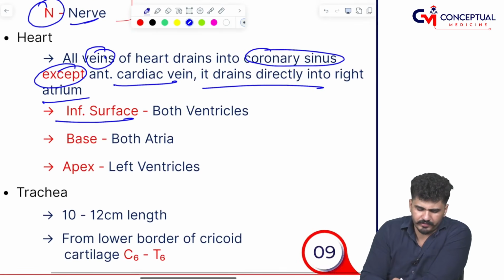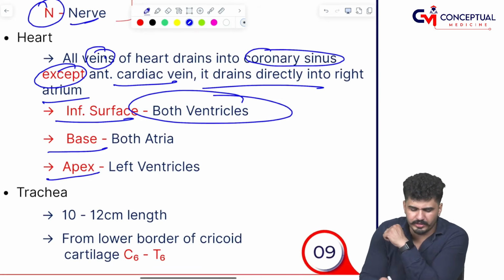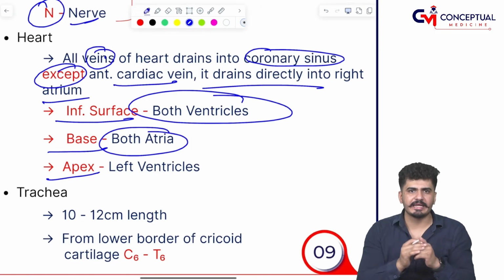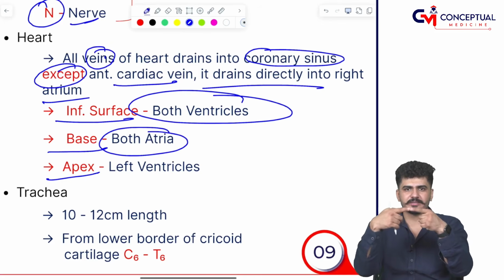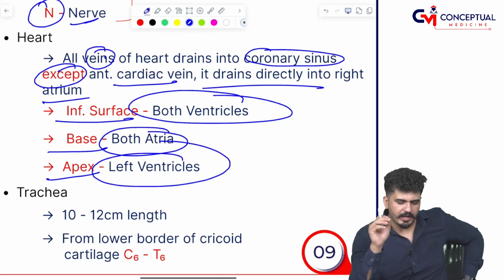Now, who is making the inferior surface, base, and the apex? The inferior surface of the heart is made by both the ventricles. The base is made by both the atria. Inferior surface and base: ventricles, atria. The apex is made by the left ventricle, my dear friends.